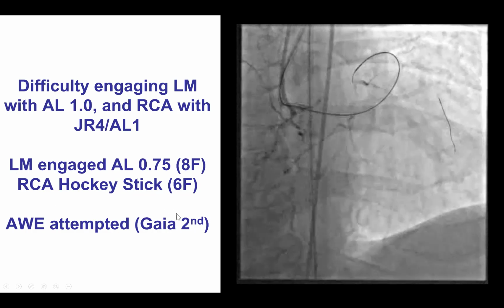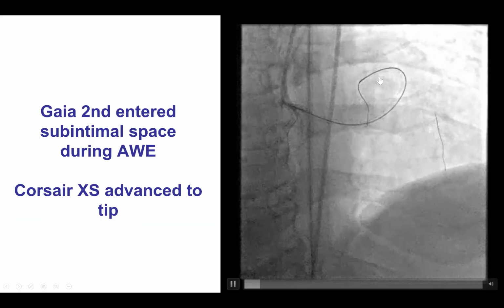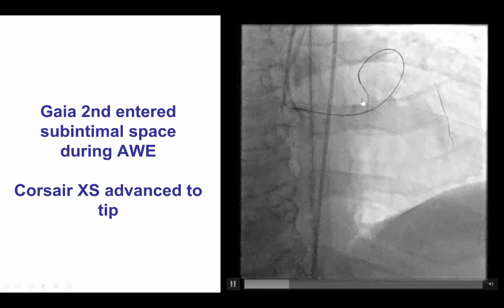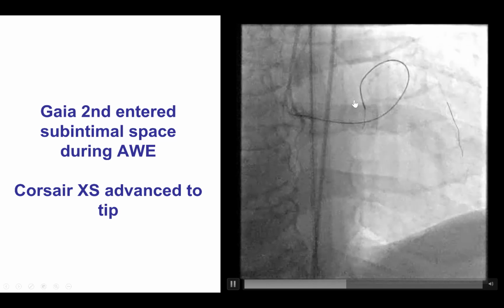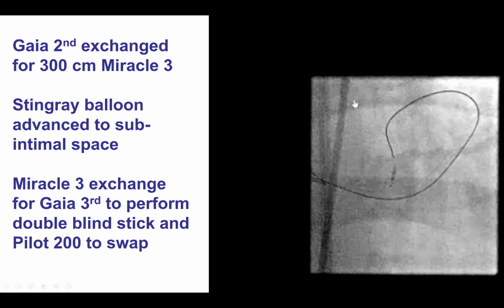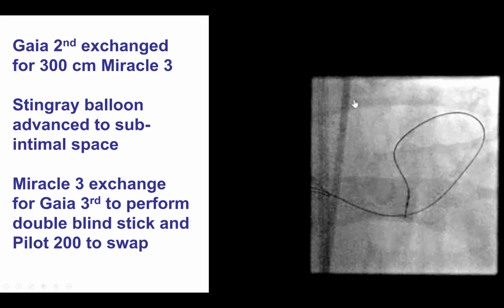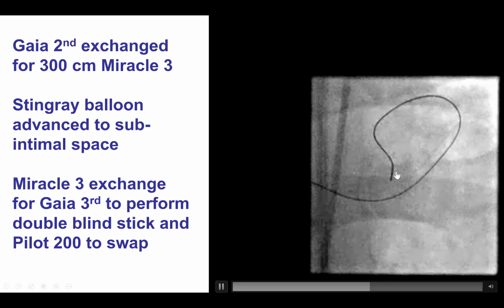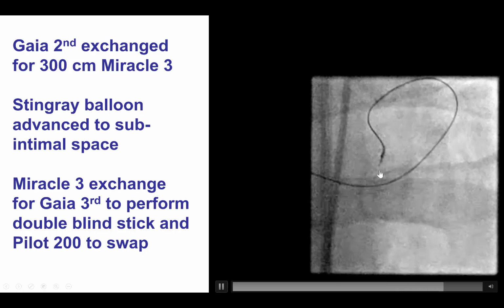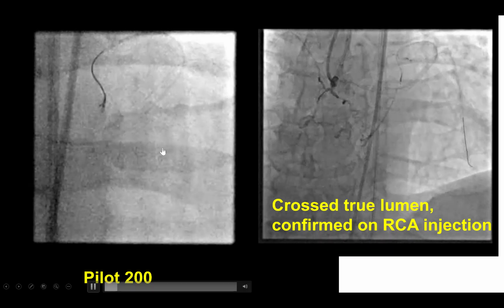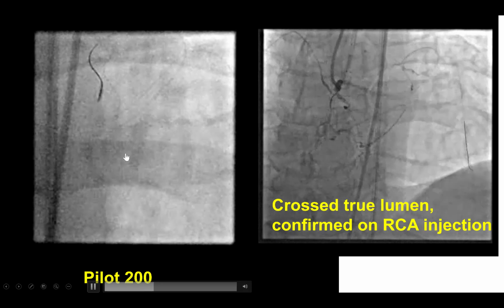So we tried first with wire escalation using a Gaia Second wire, which seemed to enter the subintimal space. That is why the Corsair Xtreme was advanced to the tip of the wire, and then it was exchanged for a Stingray balloon. There was a Gaia Third used to perform the double-blind stick and swap, sticking on both sides of the balloon. And then, using a Pilot 200, we were able to successfully cross into the distal true lumen.